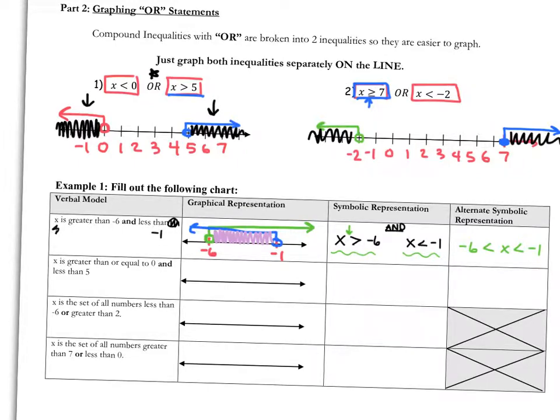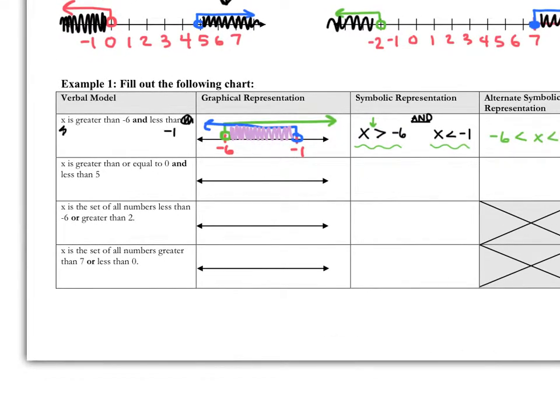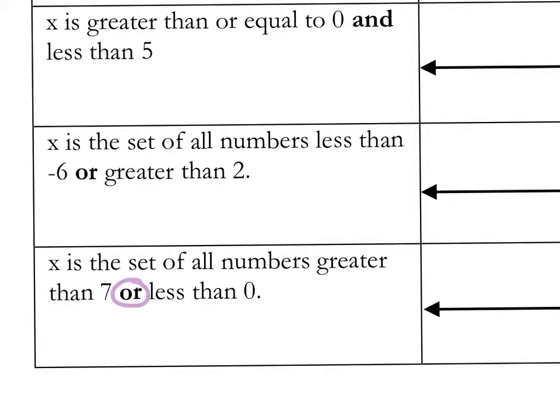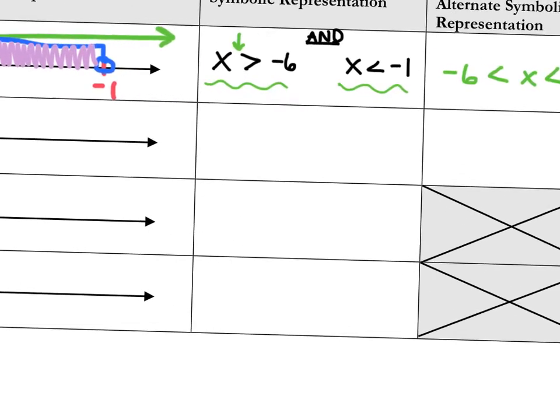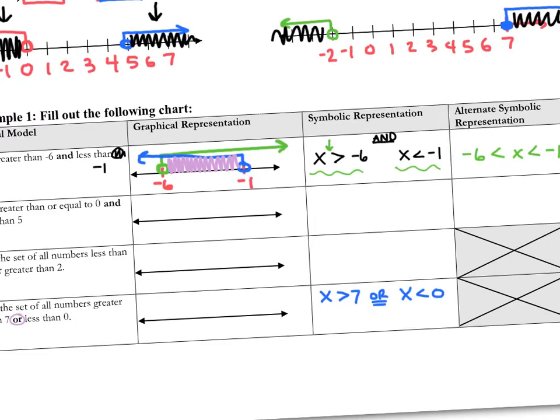And we'll do a quick or problem, and we will move on. I'm going to do the last one. X is the set of all numbers greater than 7 or less than 0. Keyword, or. Boom. All right, I like writing the inequalities first. So X is the set of all numbers greater than 7. How do I write that? X is greater than 7, or X is less than 0. Perfect. Now there's no alternate because remember I said you can't write that as a single one. It's always going to be separated.